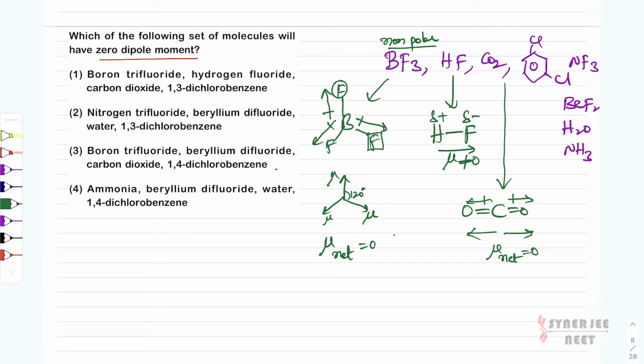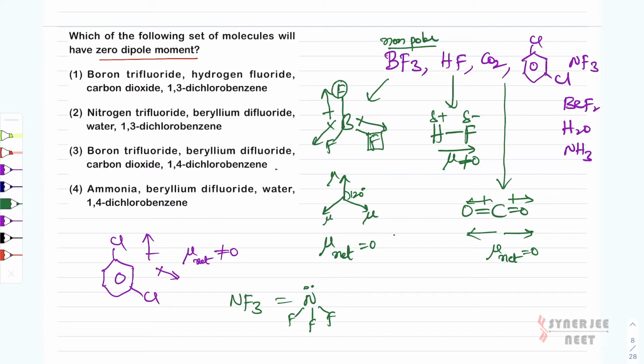Now look at the 1,3 dichlorobenzene. If you take 1,3 dichlorobenzene, chlorine and chlorine, one vector is in this direction, the other vector is in this direction. They are not opposite, so they do not cancel. Therefore, mu net is not equal to 0. Next, look at the NF3. NF3 has nitrogen and fluorine, fluorine, fluorine. Here, these three vectors are definitely not cancelling out each other. So net dipole moment will not be 0.